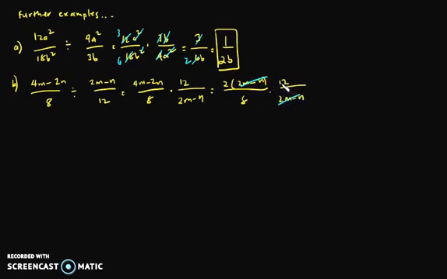Both are divisible by 4, so this will become 2 and this will become 3. Both are divisible by 2, so the answer is simply 3.